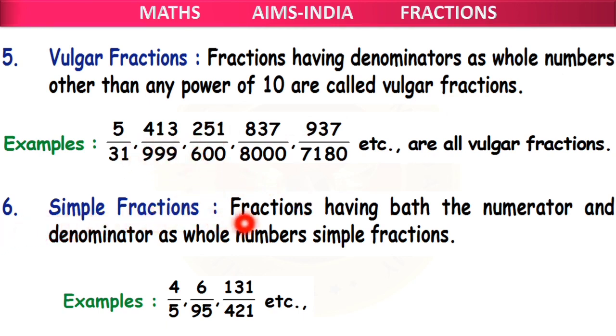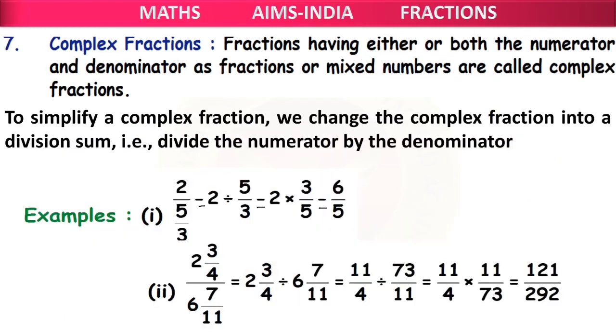The next type was simple fractions. Fractions having both the numerator and denominator as whole numbers are simple fractions. Yes, it is pretty simple. Both the numerator and denominator are whole numbers, so it is called a simple fraction.